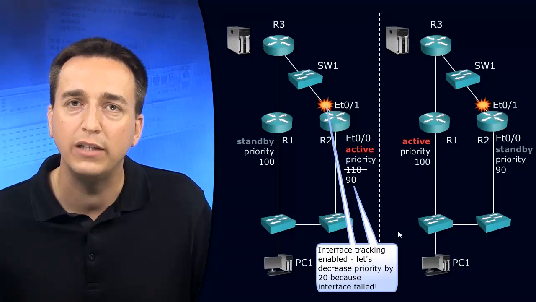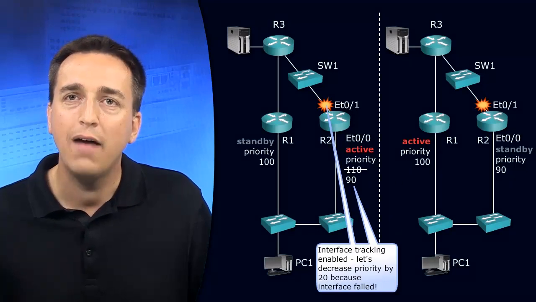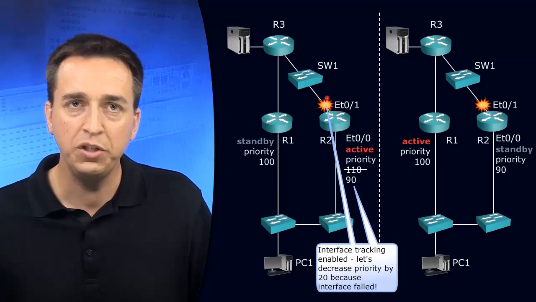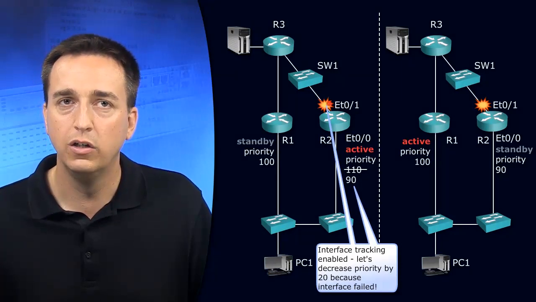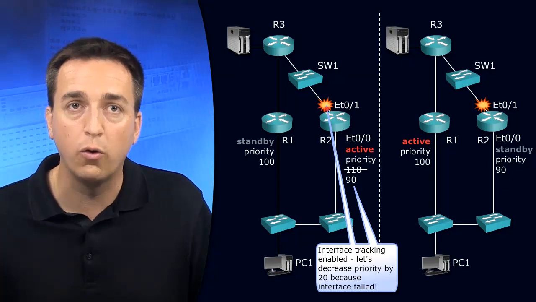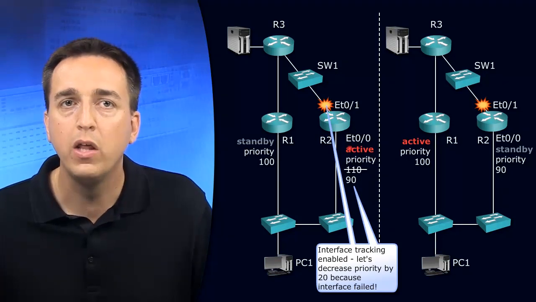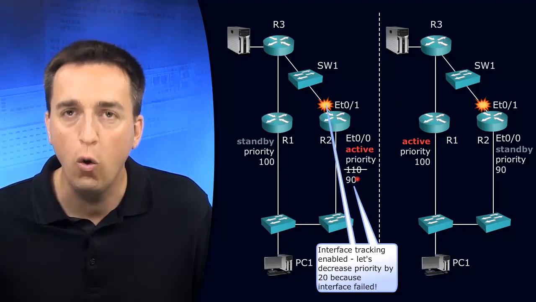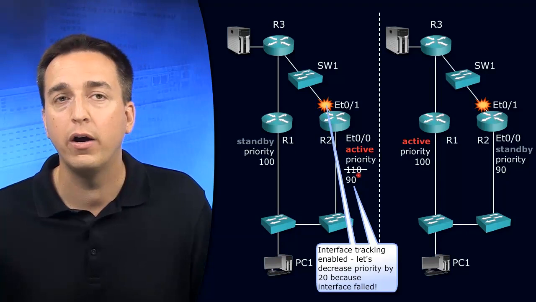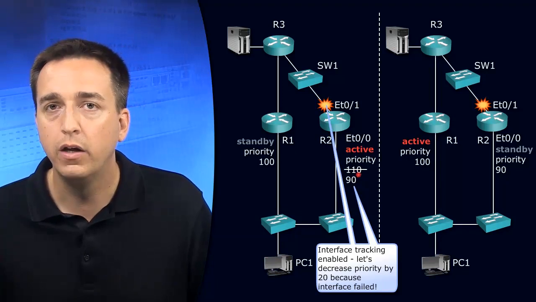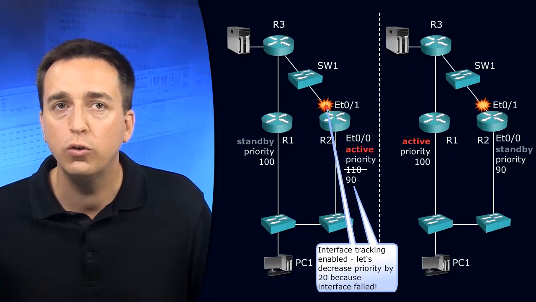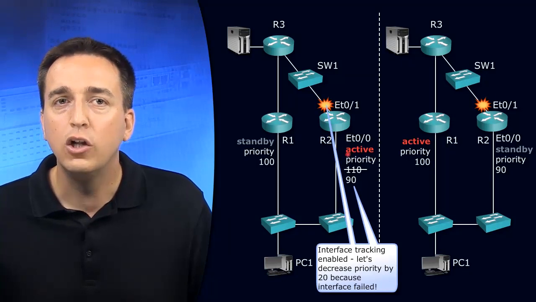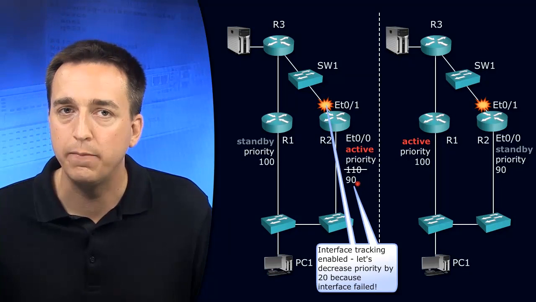So with interface tracking, we have the ability now to tell R2 that if this link fails or goes down or the interface is shut down, lower your priority. So right now the priority is 110. So by configuring interface tracking, we tell R2 that if this interface fails, lower your priority to 90.